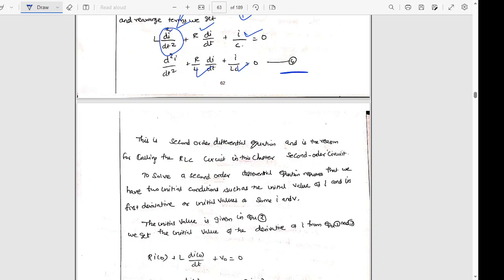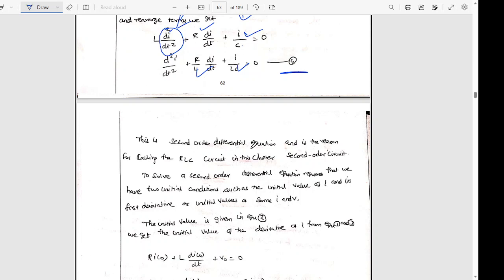As I already told, this comes under second order circuits. We have a second order differential equation. This is the reason we are calling this a second order circuit.